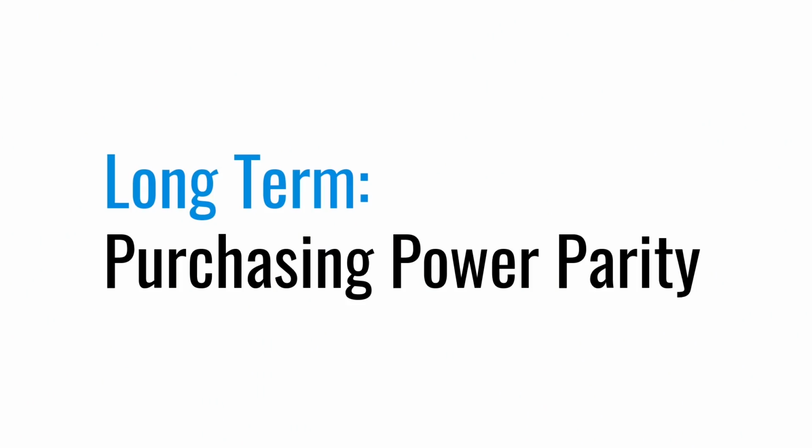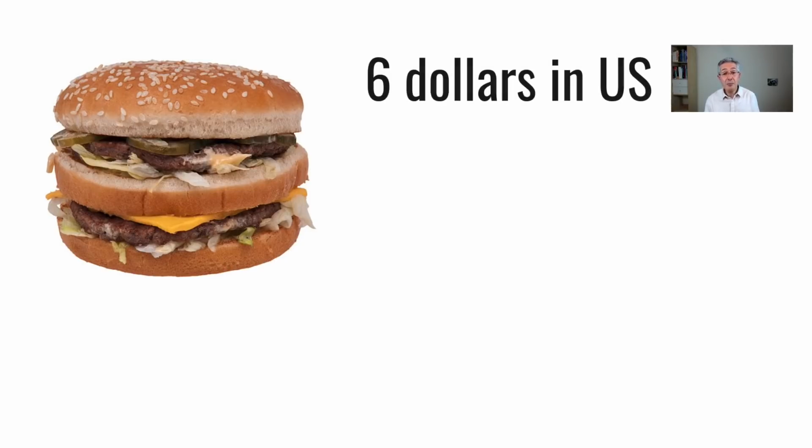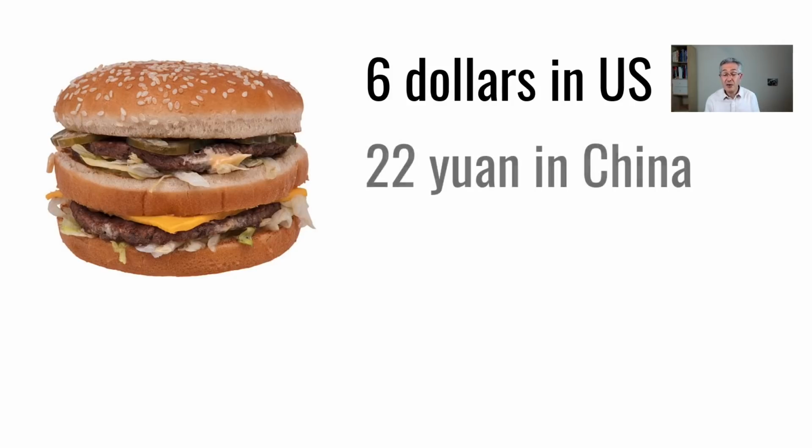So now let's look at one of the long-term drivers of currency. And this is called purchasing power parity. And the idea behind this is actually very simple, and a good way to explain it is with Big Macs. And the reason for that is that they're available in almost every country in the world. So let's say you can buy a Big Mac for $6 in the United States, whereas if you buy it in China, it costs 22 yuan.